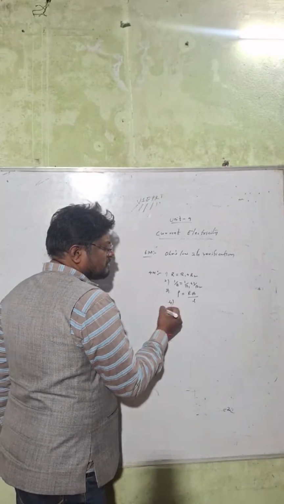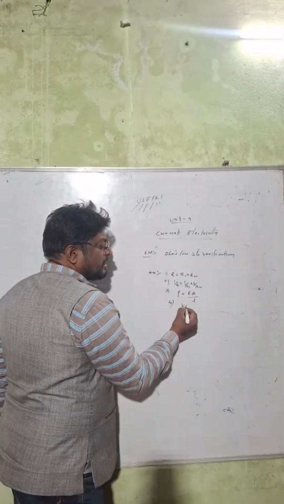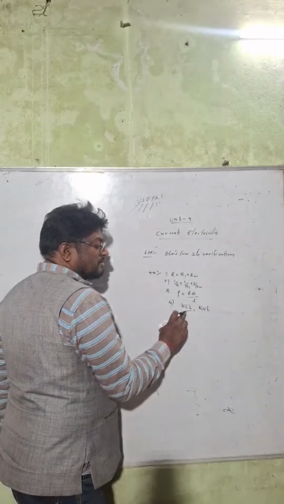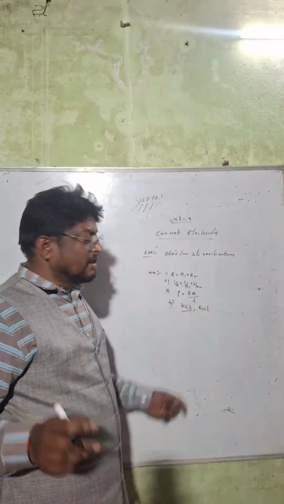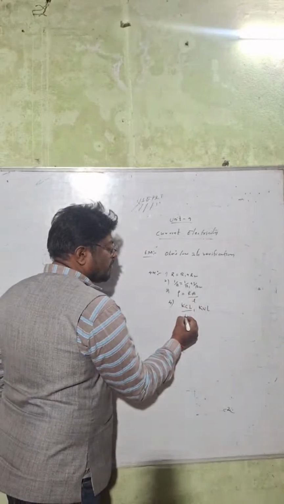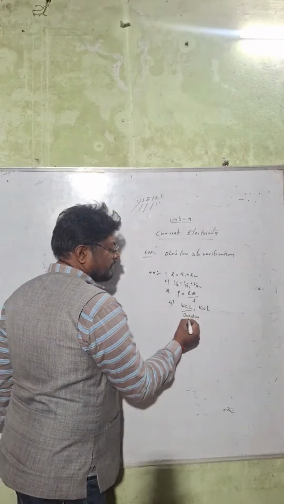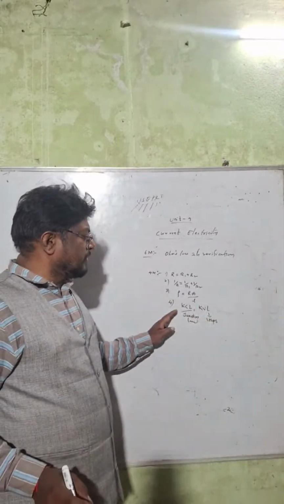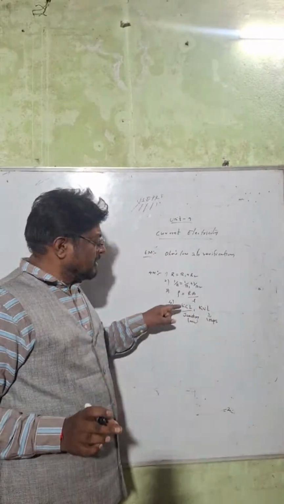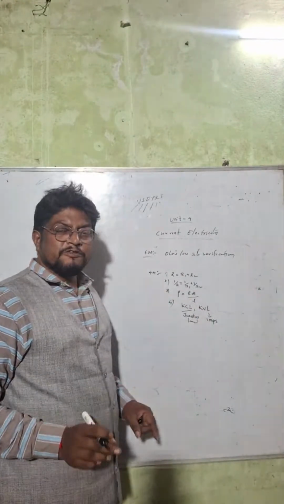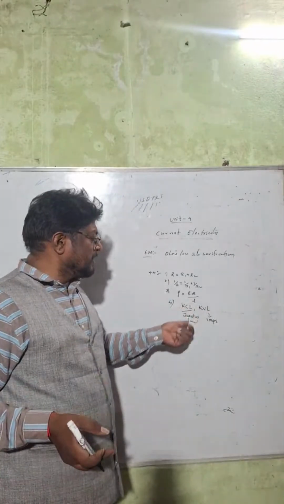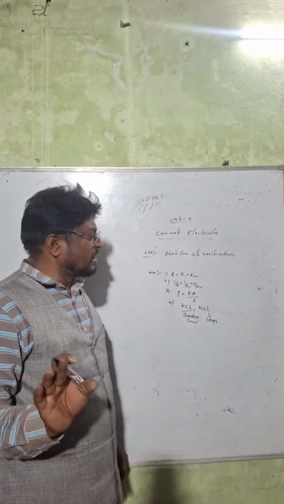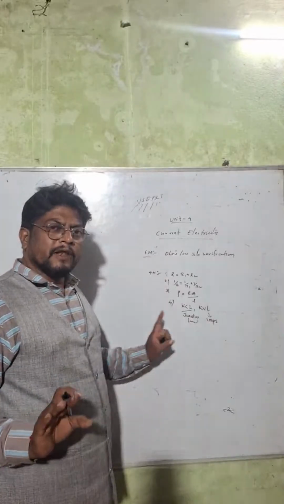And fourth is Kirchhoff current law and Kirchhoff voltage law. These are Kirchhoff's laws: the first law and the second law, called the junction law and the loop law. KCL stands for Kirchhoff current law, KVL means Kirchhoff voltage law. Kirchhoff current law is also called the junction law, and Kirchhoff voltage law is also called the loop law. If you practice, you will get one 4 mark question.